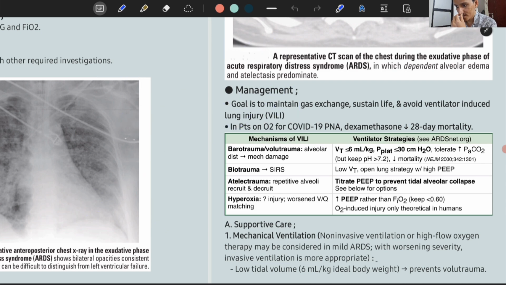In patients on oxygen for COVID-19 pulmonary edema, dexamethasone is very important. It decreases the mortality by 28 days. So dexamethasone we have seen in those years of COVID-19. Dexamethasone was very much used actually, and I myself have seen the patient, and I myself have treated the patient with this.